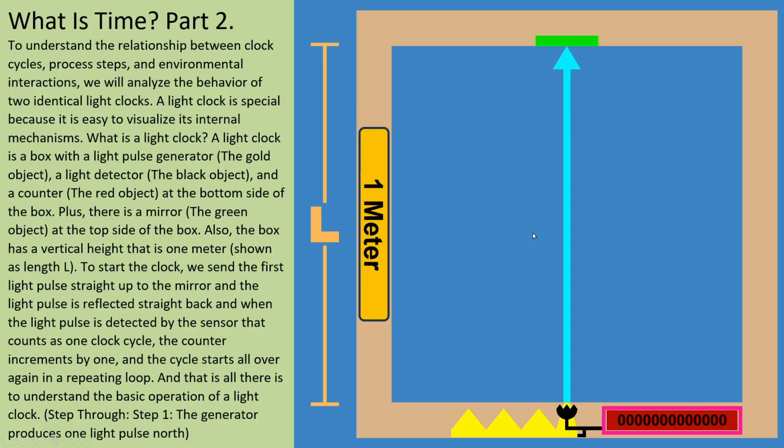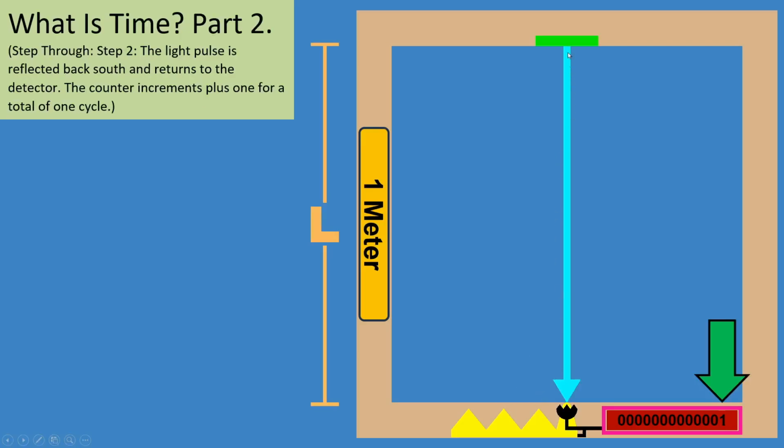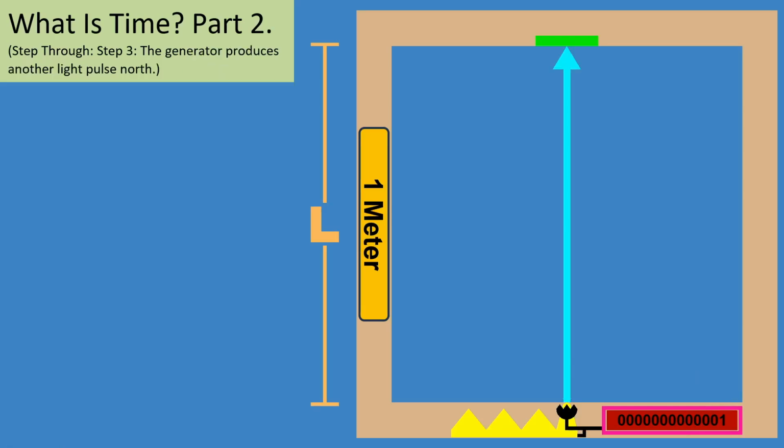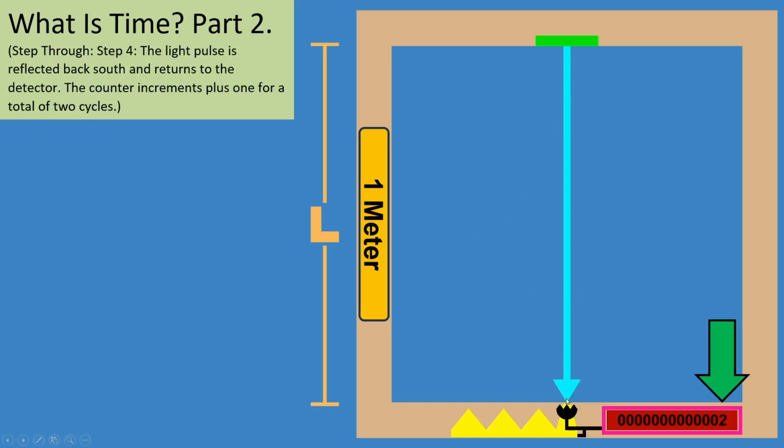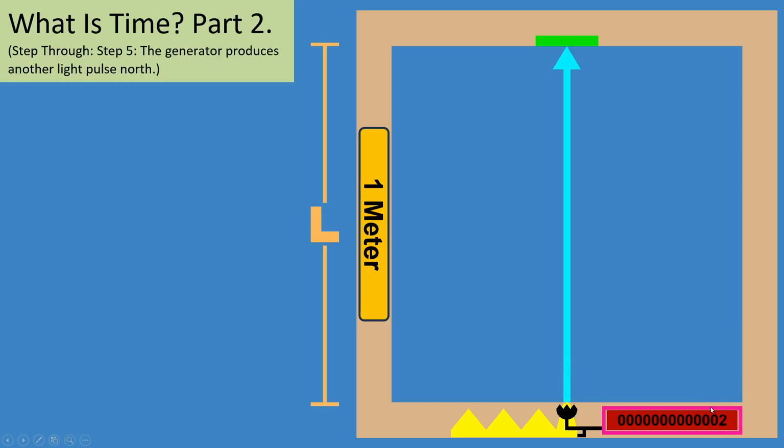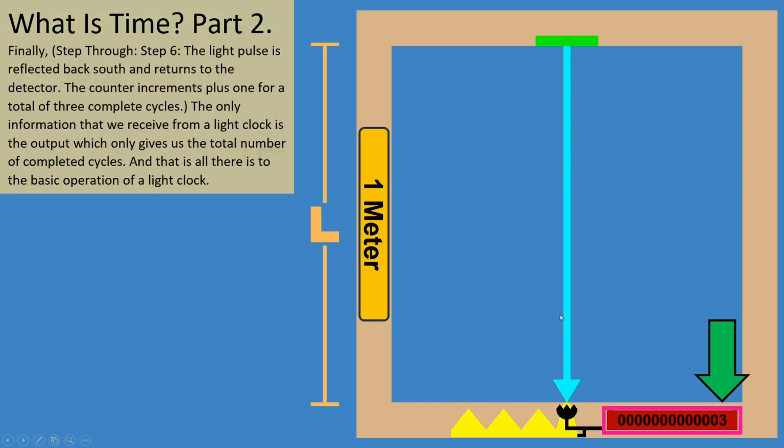And now we will step through the basic operation of a light clock. To start, the generator sends a light pulse straight up to the mirror. It's reflected straight back down to the detector. A signal goes to the counter to increment by 1. A signal also goes back to the generator to start the process again. Another light pulse is sent back up to the mirror north, reflected straight back south, and that's 2 completed clock cycles. One more time, straight up north, straight back south, and we have 3 completed clock cycles.